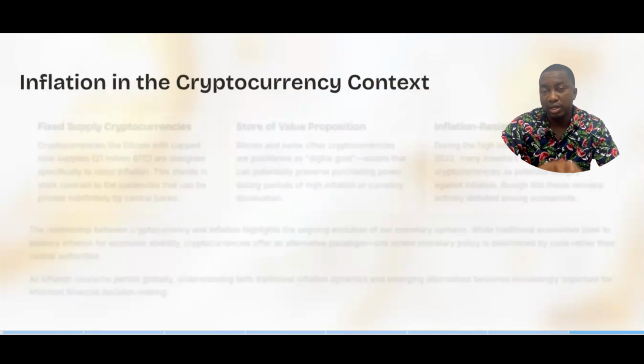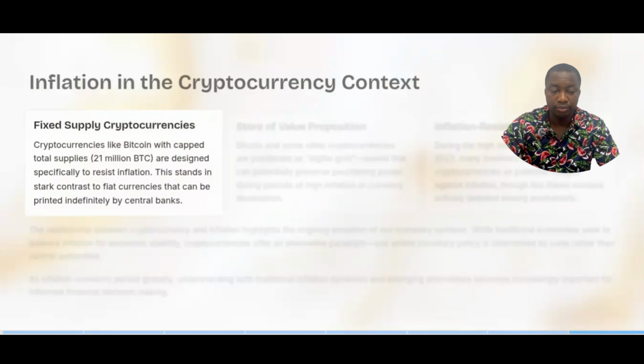So now, let's bring this down to the cryptocurrency concept. Inflation in cryptocurrency. Cryptocurrencies like Bitcoin have a cap of 21 million Bitcoin. These are designed to resist inflation. This stands in stark contrast to fiat currencies that can be printed indefinitely by central banks.